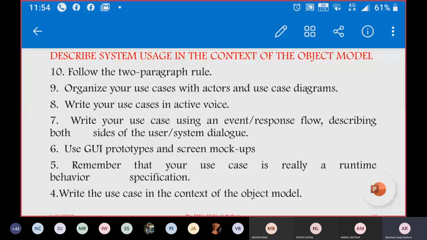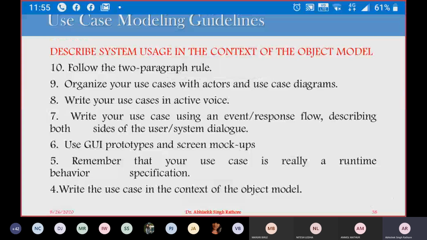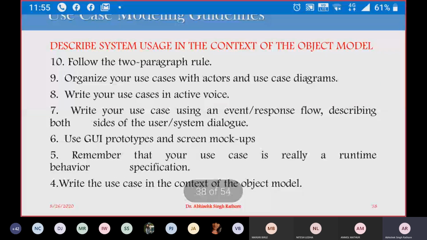Try to write your use cases or the functionalities in the active voice. For an example, the capability is provided for the user to log in to the system using a password protected authorization scheme, and so on. Let's take an example: the capability is provided for the user to log in using a password protected authorization scheme. This is not active voice.